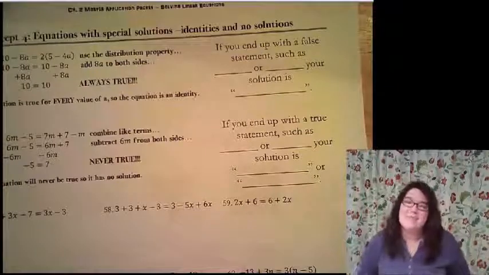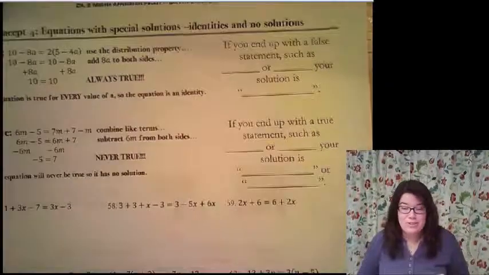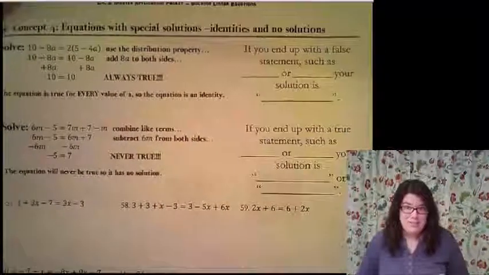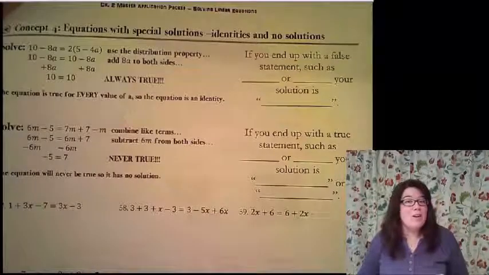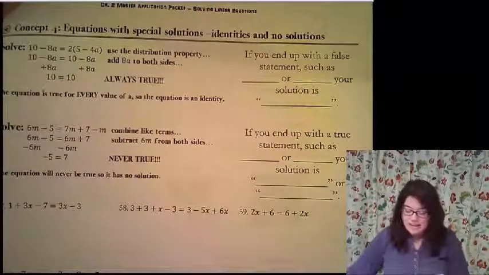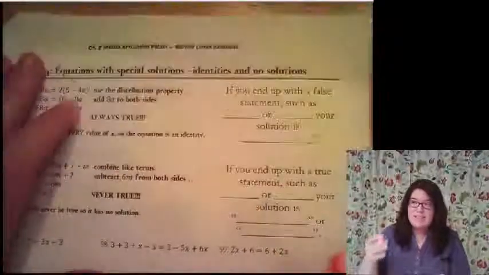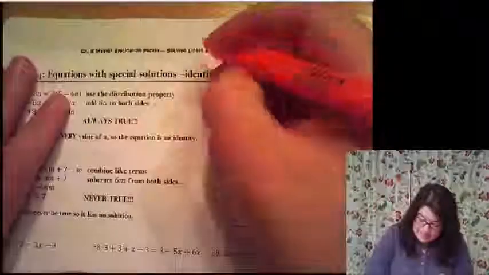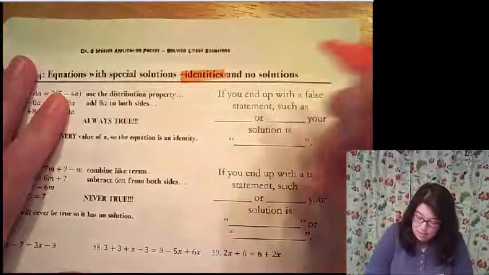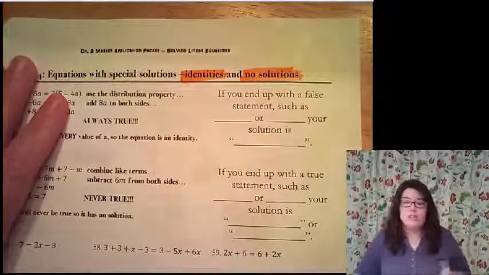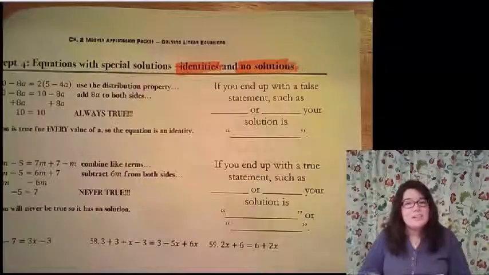Let's take a look at concept 4. Today we're going to finish up chapter 2, at least the first part of chapter 2, and finish up solving equations. We're going to look at special cases. Sometimes we have situations that are known as identities and no solutions, and these are special situations that you'll see from time to time. So let's take a look at some examples.